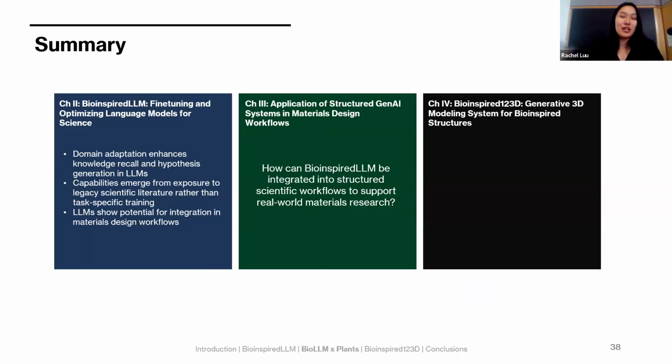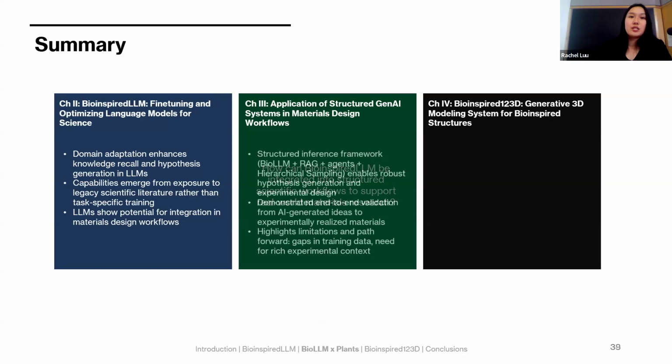There are a few more experiments that I don't have time to talk about today, but that paper is currently available in preprint. So again, what are the main takeaways? Well, we have this more structured framework where we're integrating our fine-tuned model, RAG, agents, and hierarchical sampling, doing all this to enable more robust hypothesis generation and protocol generation. And because we're working with our experimentalists, we're also able to demonstrate this end-to-end validation of an AI generated idea to a physically, experimentally realized material.